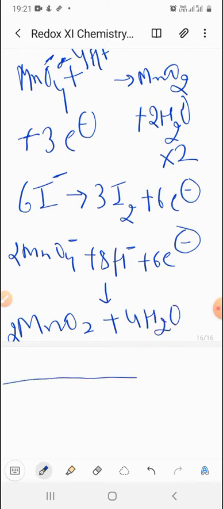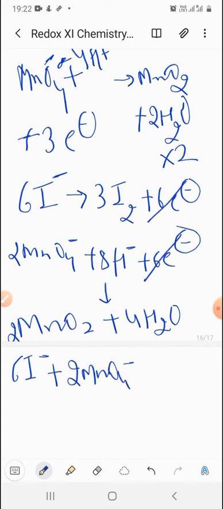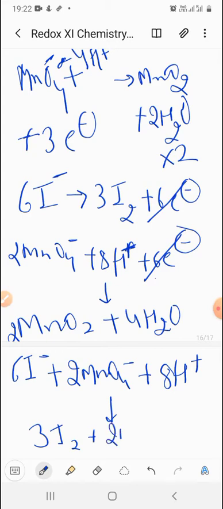Now you have to add these equations. If you add them, the left hand side terms go with the left hand side and the right hand side terms with the right hand side. So 6I negative as it is, plus 2 MnO4 negative as it is. The 6 electrons will be cancelled out because one is on the left hand side and one is on the right hand side. Now the next is 8H positive, and the right hand side terms you can see are 3I2 plus 2 MnO2 plus 4 water. Now your equation is balanced.